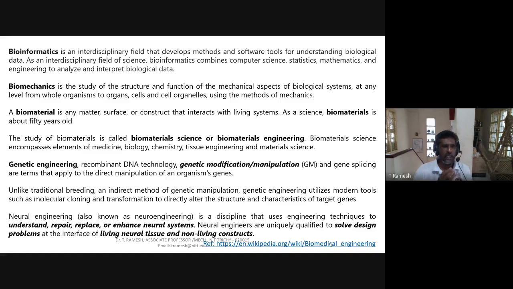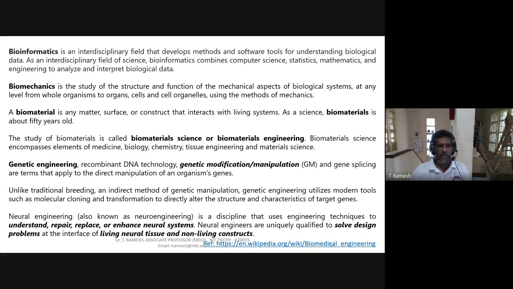So a biomaterial is any matter, surface, or construct that interacts with living systems. As a science, biomaterials is nearly 50 years old. It is not new. But in India, we are still in the developing stage, or we have a large gap between engineering and the involvement of engineering in the biological field. That should be avoided, or minimized, by taking a number of researchers into this particular domain. People like you should come forward to work in this field.